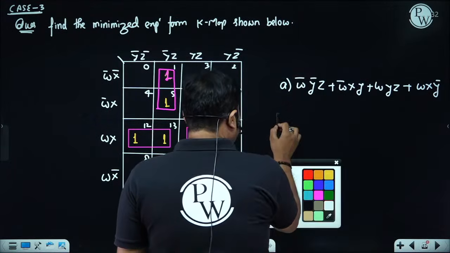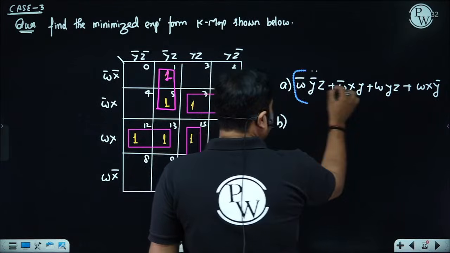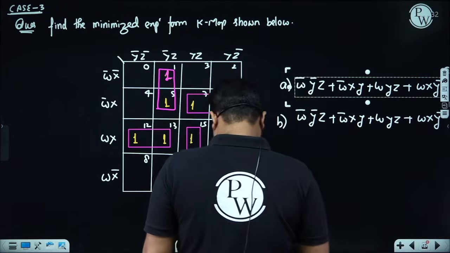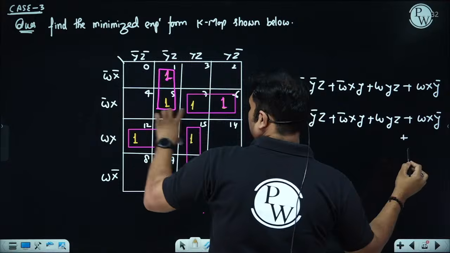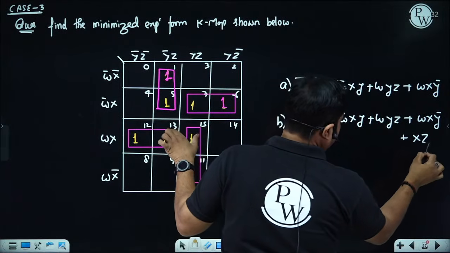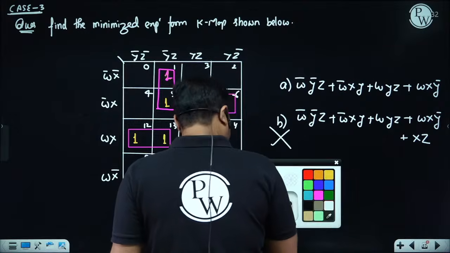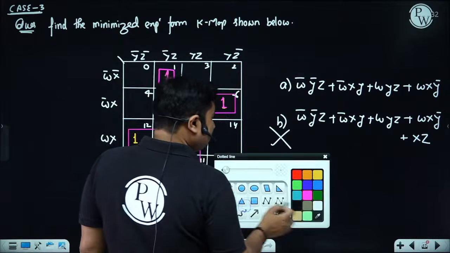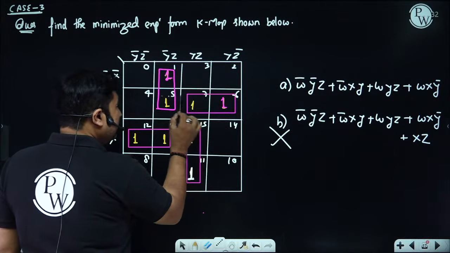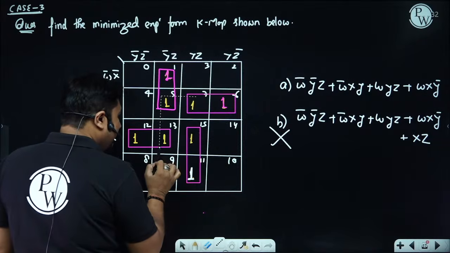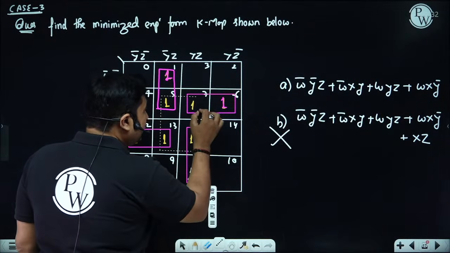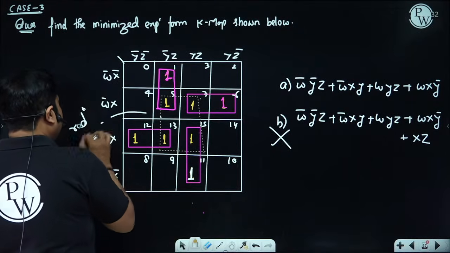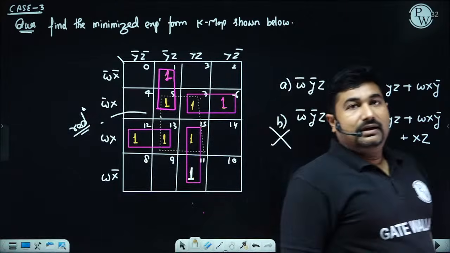Someone is saying, no sir, we must consider the quad as well. If someone is thinking this will have one XZ also, then you are wrong. Why? Because the K-map always gives the minimized expression. Since here all the pairs are EPIs, after pairing, this quad will become redundant. After pairing, this quad will become redundant. How many of you are able to understand EPIs?